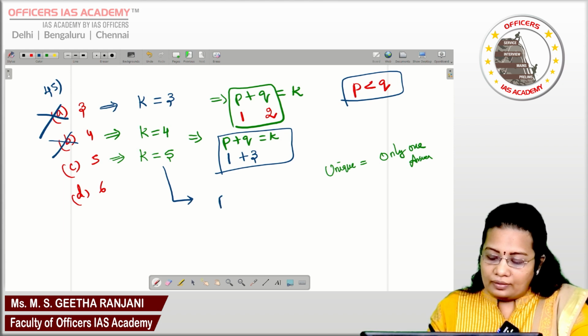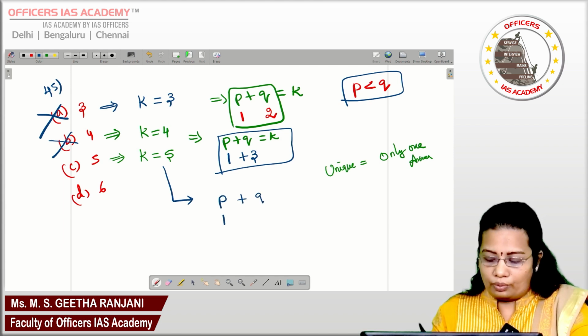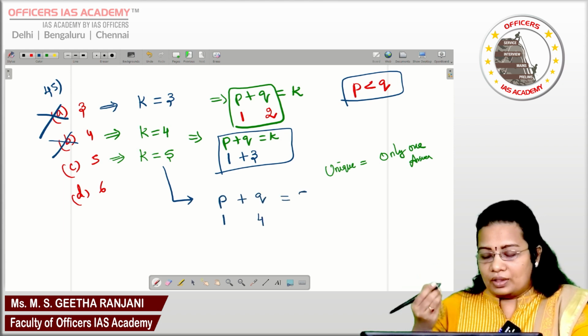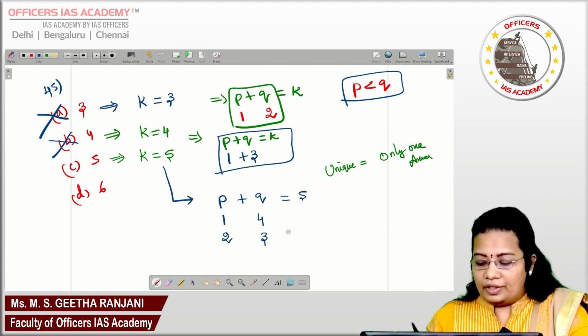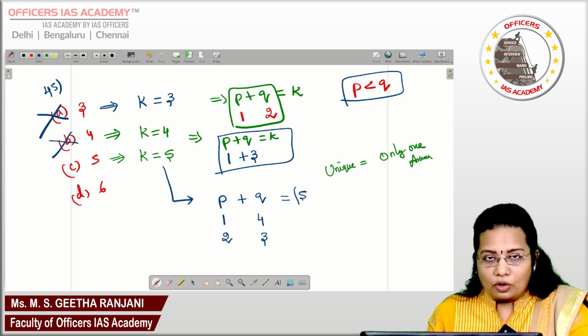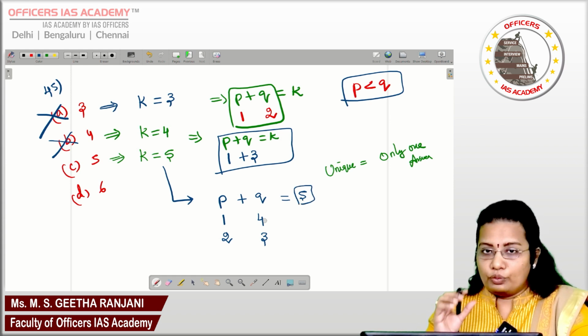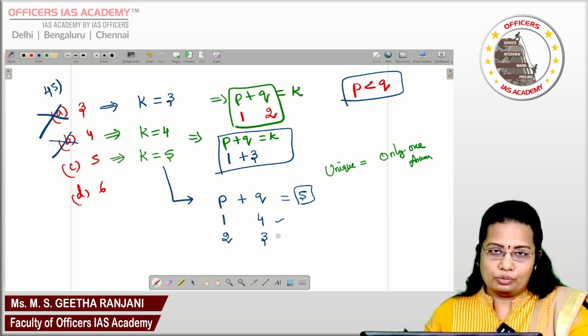P is 1, Q is 4, totally 5. What are the other ways? P can be 2 and Q can be 3, which is also giving me 5. So the point is, here I don't have a unique value, two different values.